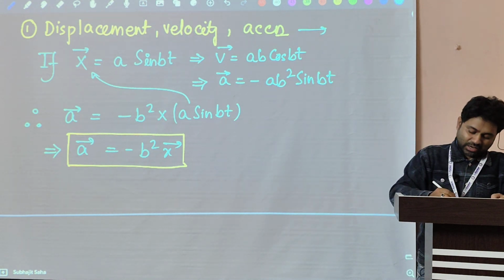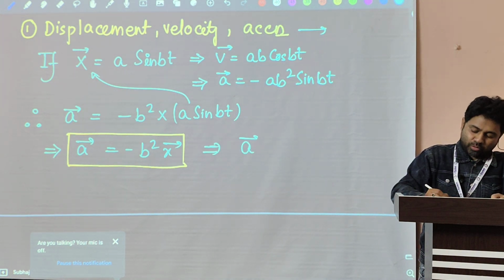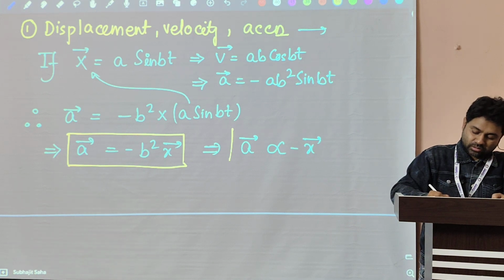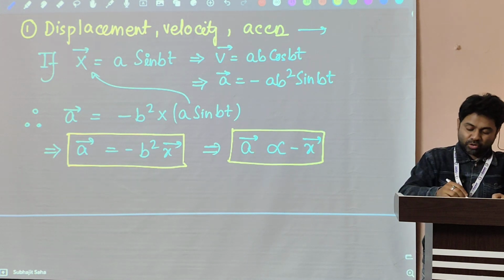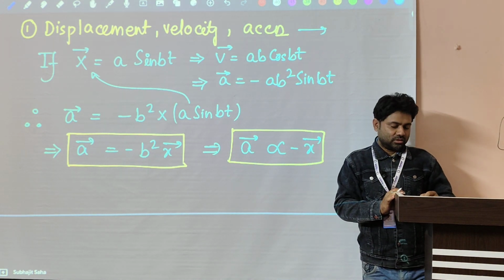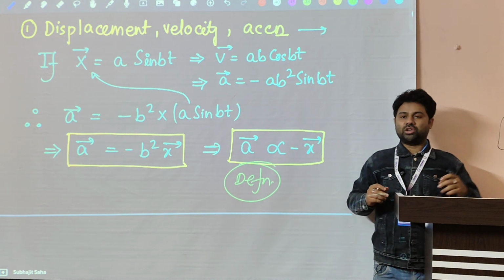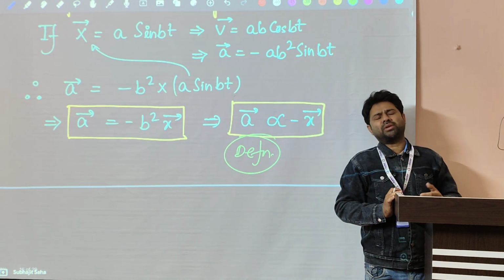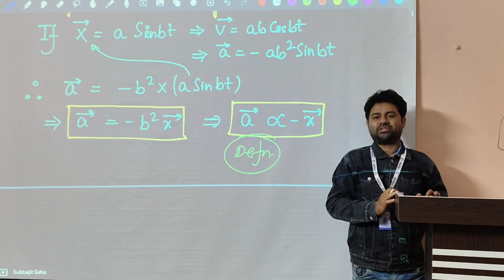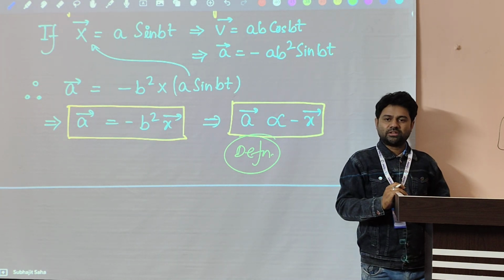Or more simply, you can say, since b is constant, acceleration vector is proportional to x but in negative direction, in opposite direction. Acceleration vector is proportional to negative of displacement. Basically, this is the defining condition or definition for a motion to be simple harmonic. So we say a motion is simple harmonic when acceleration is proportional to minus x. That's the end of the story, for the definition at least.